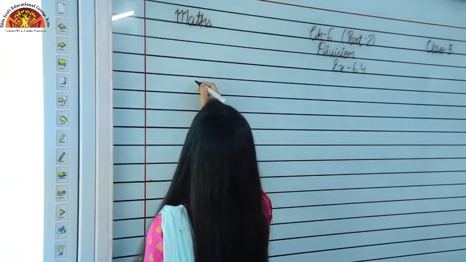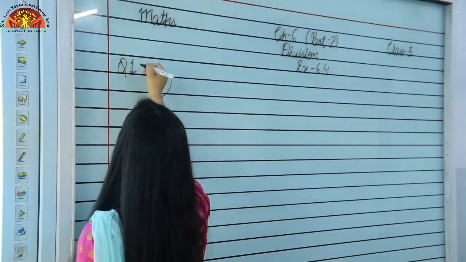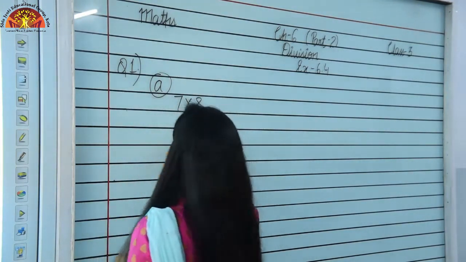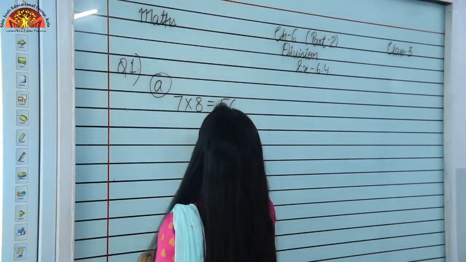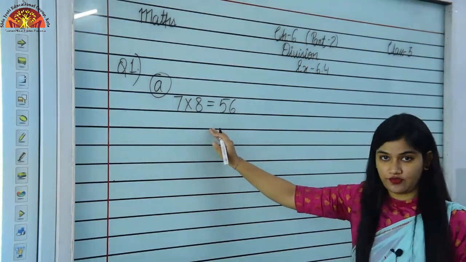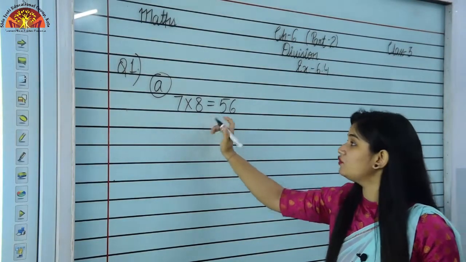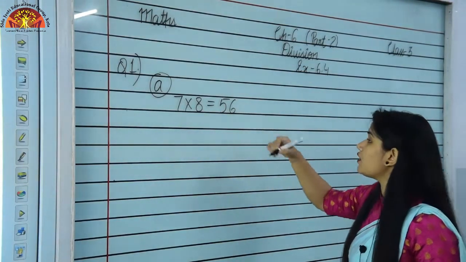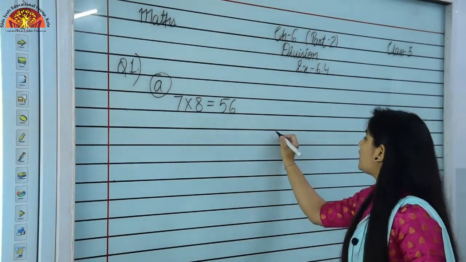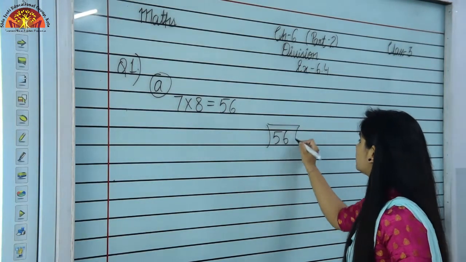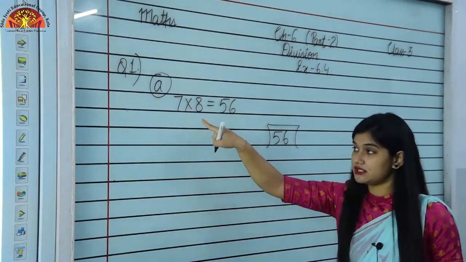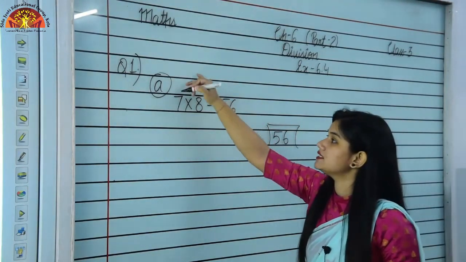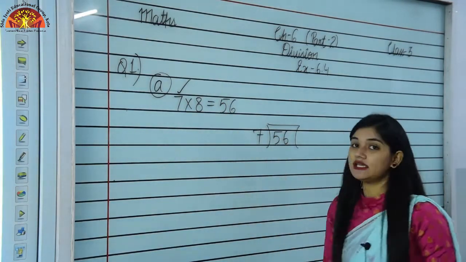So students, we are taking A part of question number 1 and A part is 7 multiplied by 8 is equals to 56. And this is a multiplication fact. ये क्या है? एक multiplication fact है that we are multiplying two numbers and we are getting 56. Is it clear students? So how can we find the division fact for this? If I divide 56 which is the product of these two numbers, इन दो number का product है ये 56 and I am dividing this 56 by 7. मैं इसको क्या कर रही हूँ? 7 से divide कर रही हूँ.